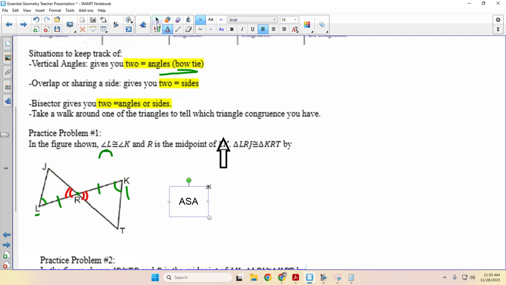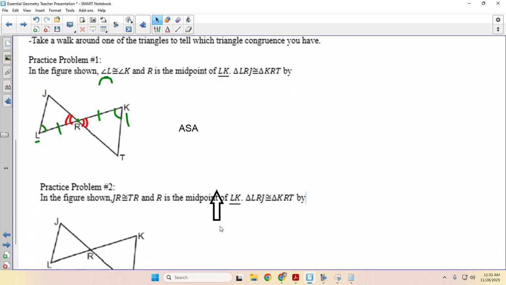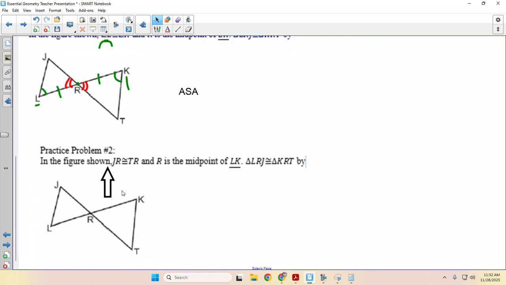All right, let's look at another scenario. I know it seems crazy, but we can do it. In this figure, JR is congruent to TR. So let's go ahead and mark that. And R is the midpoint of LK. So if R is in the middle, then LR is congruent to RK. Let's put another tick mark there. We'll put 2 to show that it's different from the first one we did. A midpoint will always make two equal sides.